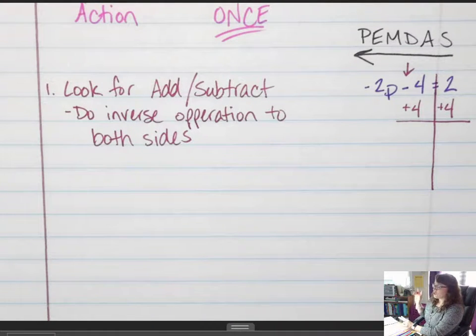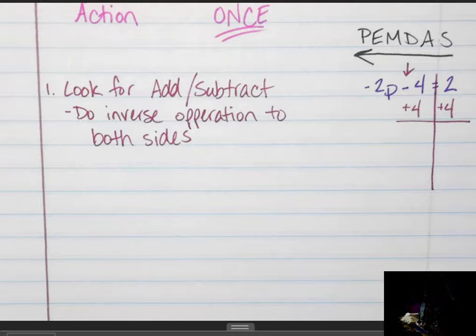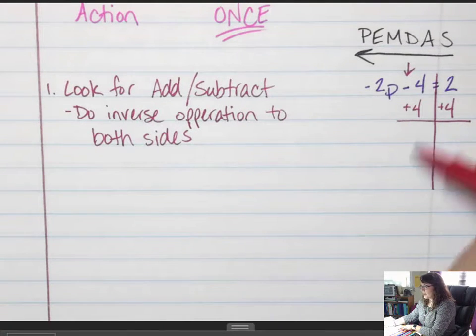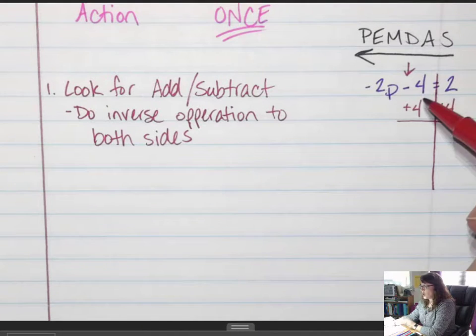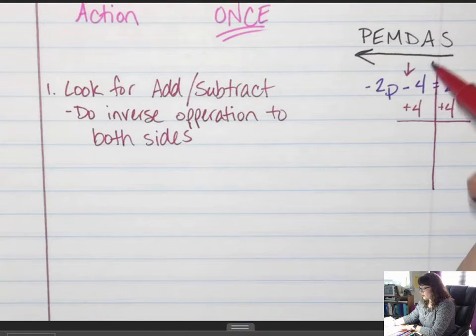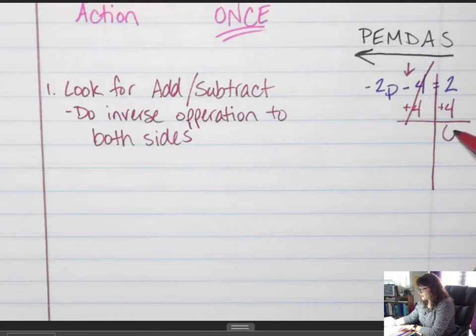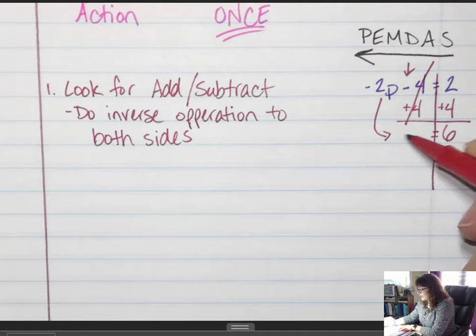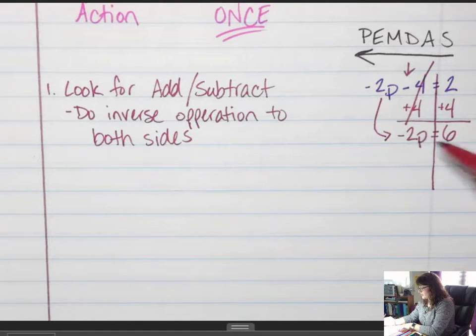Now the goal here is to isolate the variable. So -4 + 4 is 0. So I don't write anything. I just cross them out because it's nothing now. But 2 + 4 is 6. And now I have this -2p that stays because I haven't done anything to it yet.